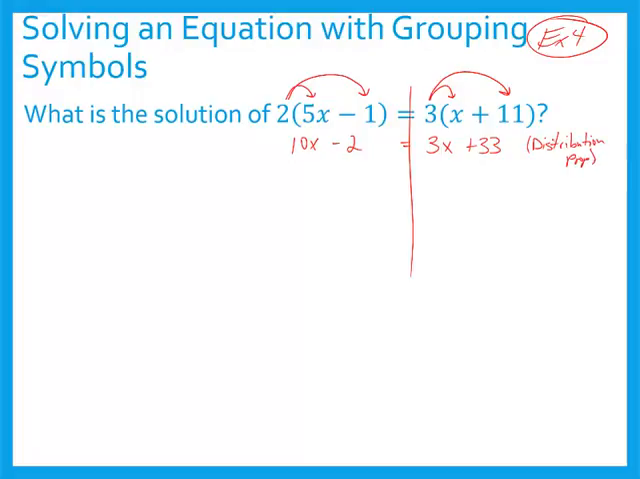Next, we now have an x on either side of the equal sign. So we now need to get the x's to the left side. We have this positive 3x on this side. We don't want it there. We want it on the left side. So the inverse of positive is negative. So let's go ahead and subtract 3x from both sides.